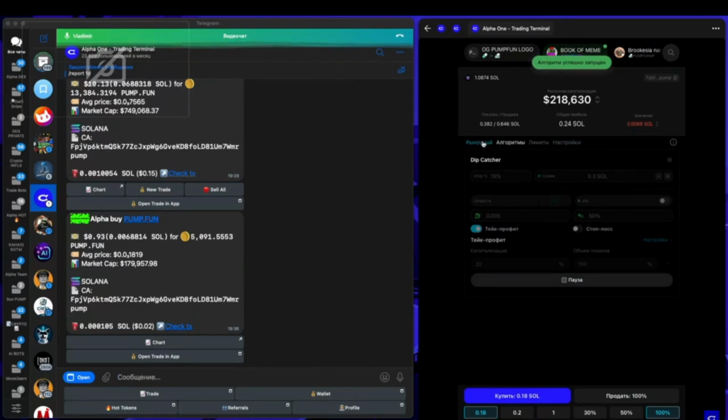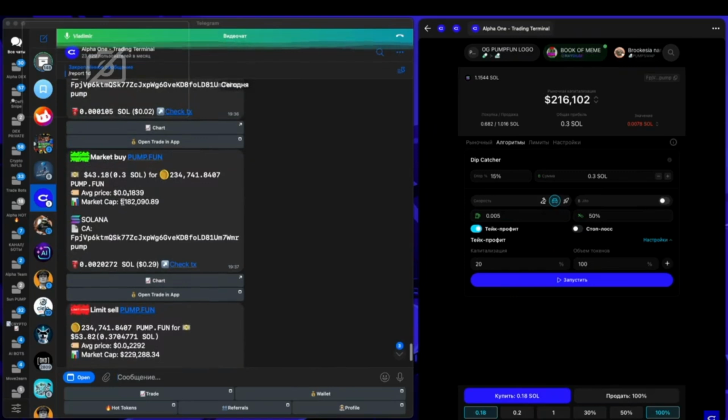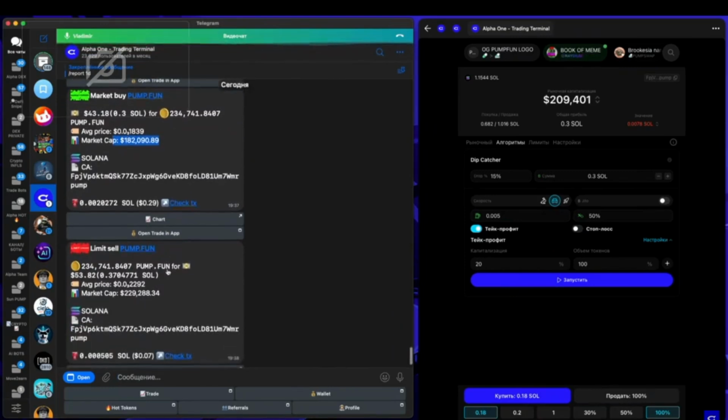And how does it work? It tracks. Look, according to the algorithm, it turns out that we have just entered, yes, look here, we just entered at 182. That is, there was a drop in price, and we just look, sold using the same algorithm. We see 182,000 capitalization. We entered it and sold at 229 each. We went in for $43 and sold for $53. That is, we have a profit of $10.